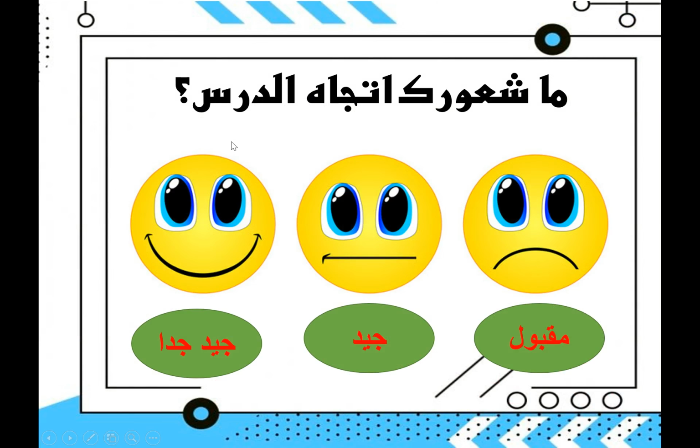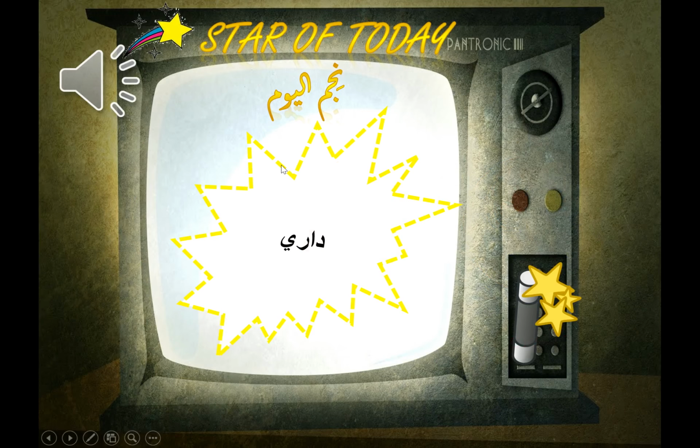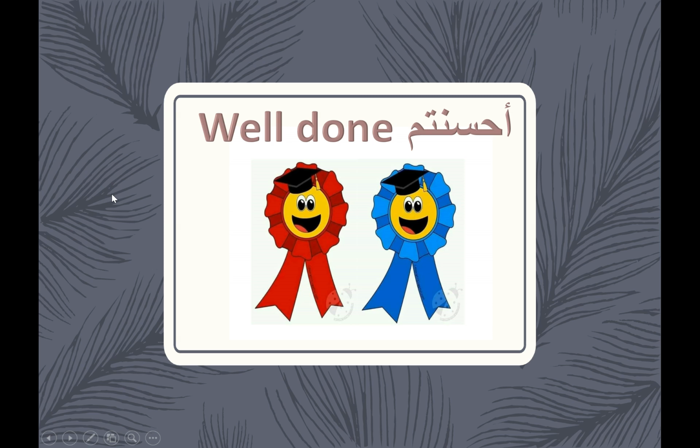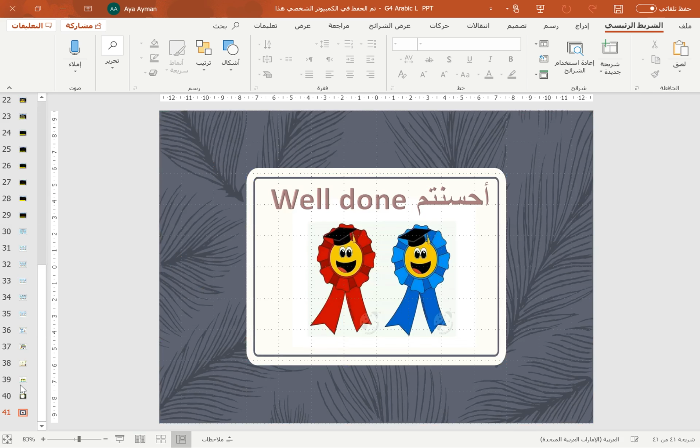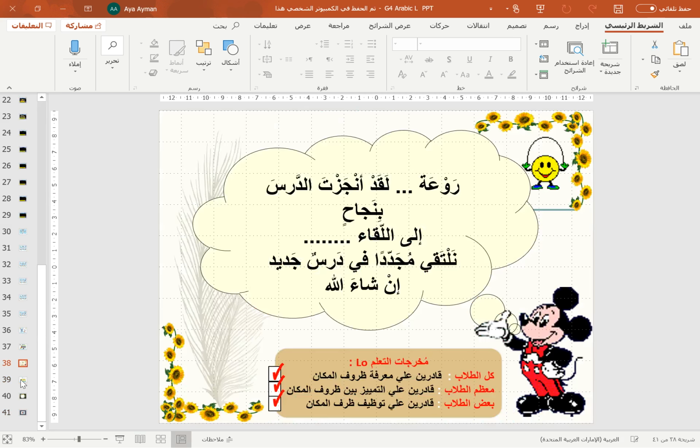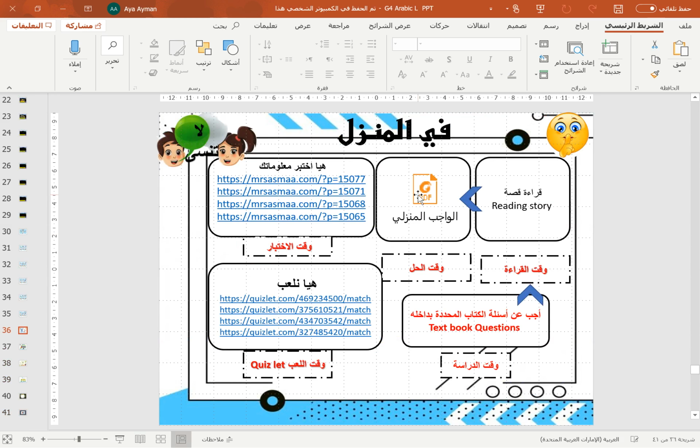In the end, I have to ask them how they feel about the lesson, and do they understand or not, is it acceptable or good or very good. And in the end, I choose one student who shared the most with me, and I write her or his name inside the star. Then in the end, I leave 5 minutes for questions for all my students. And let me show you something for the homework here.